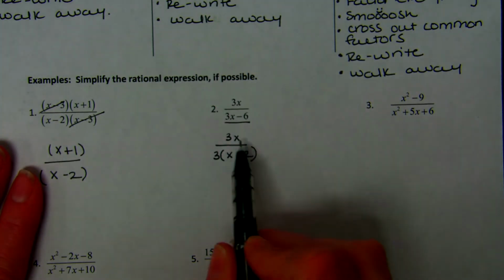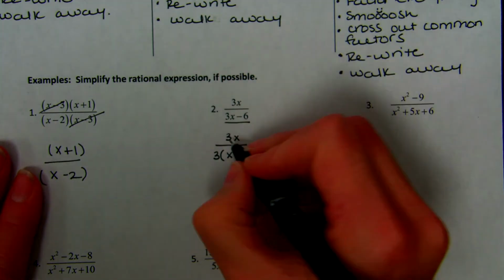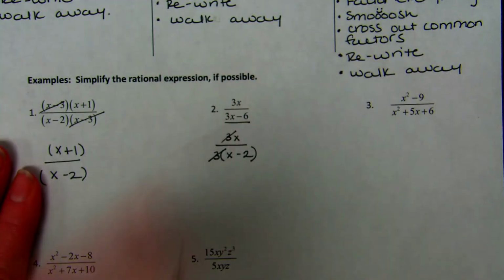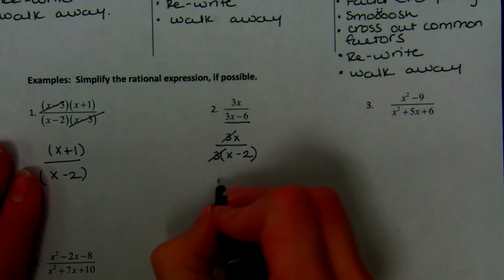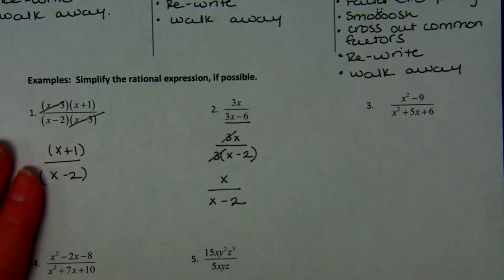I can't cancel it out because it's attached to the 2. But what I can cancel out are the 3's. Now the 3's can both go away. And so I end up with x over x minus 2. And we have to leave it there.